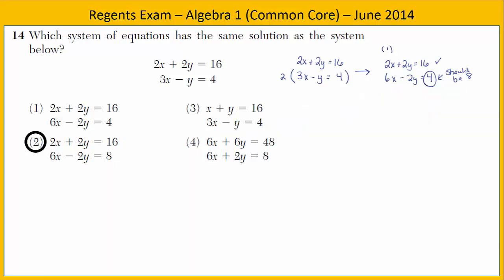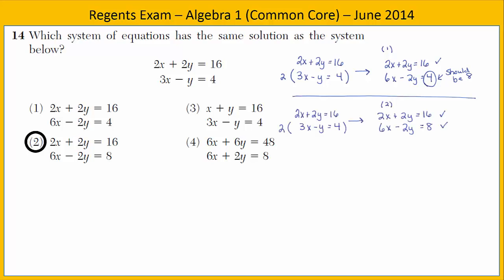If I look at choice 1, on the left side I have the original system, and on the right side I have choice 1. Let's see what might have been done. Well, it looks like they tried to multiply the second original equation by 2. But they forgot to multiply the 4. It should have been an 8. So choice 1 is not equivalent to the original system, so it's not the answer. It will not have the same solution.